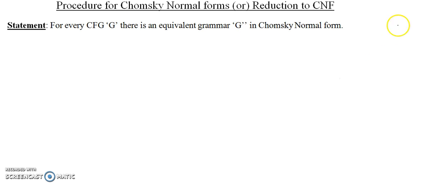So in this video we are going to see the procedure for Chomsky normal form, or reduction to Chomsky normal form. Here the statement for this procedure is that for every CFG G there is an equivalent grammar G' in Chomsky normal form. Now we have to prove this statement by using some theorem.